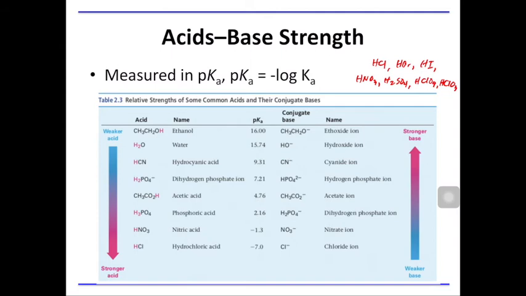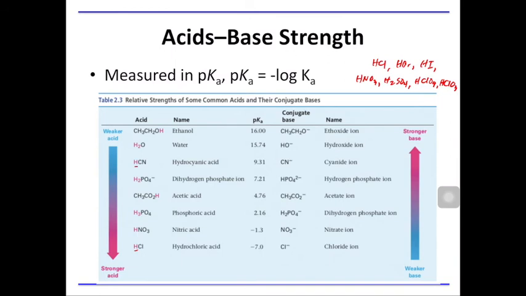We have here hydrochloric acid. The hydrogen of hydrochloric acid is polarizable and is very acidic, and the pKa value is negative 7. We also have nitric acid. The pKa value is negative 1.3. Phosphoric acid, the first ionization of phosphoric acid has a pKa of 2.16, acetic acid 4.76. The hydrogen phosphate ion, or the second ionization of phosphoric acid, has a pKa of 7.21.